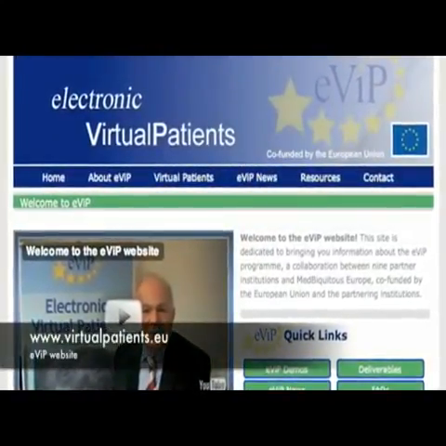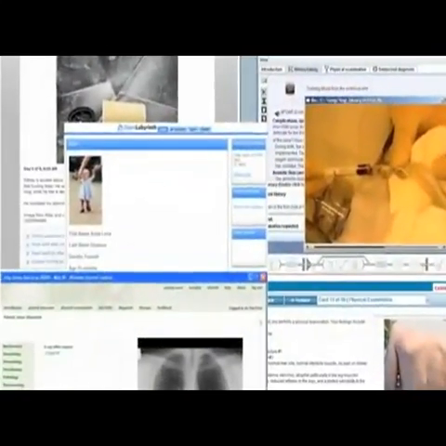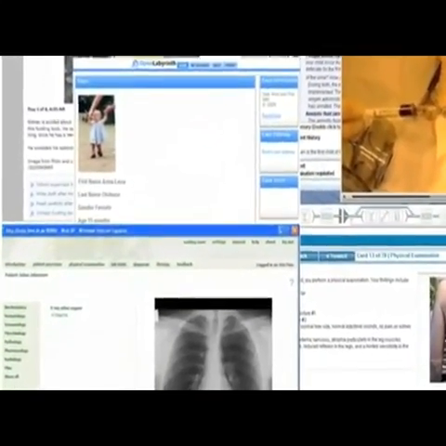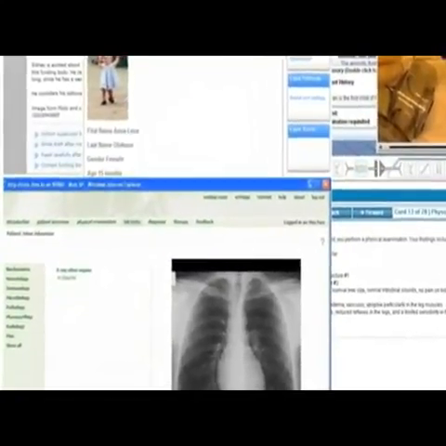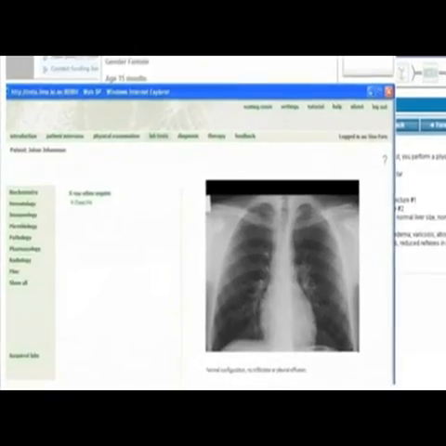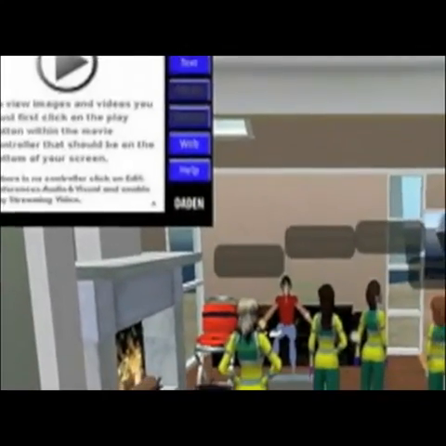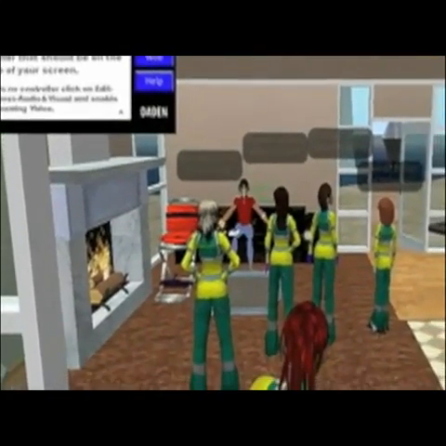Here we'll talk a little bit about the evip programme. evip stands for Electronic Virtual Patients. Virtual patients are an important part of medical and healthcare education. They offer a realistic clinical scenario where the medical student can develop clinical decision-making skills, from administering drugs and examining the consequences in real time to creating emergency scenarios in Second Life.